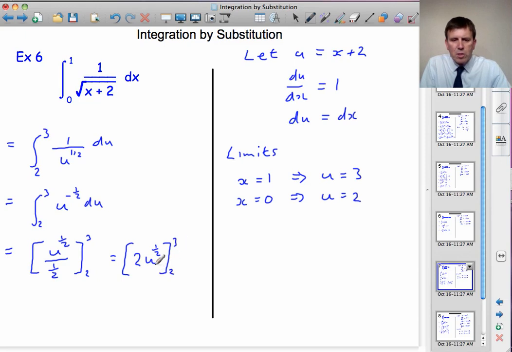And now if we substitute this in, remember u to the power a half simply means the square root of u, and so that gives us 2 times the square root of 3, substituting the 3 in for u, minus 2 times the square root of 2, putting the 2 in for u. Now we could work that out on a calculator and give it to however many significant figures, but in a pure maths exam it would be perfectly acceptable to leave the answer like that.